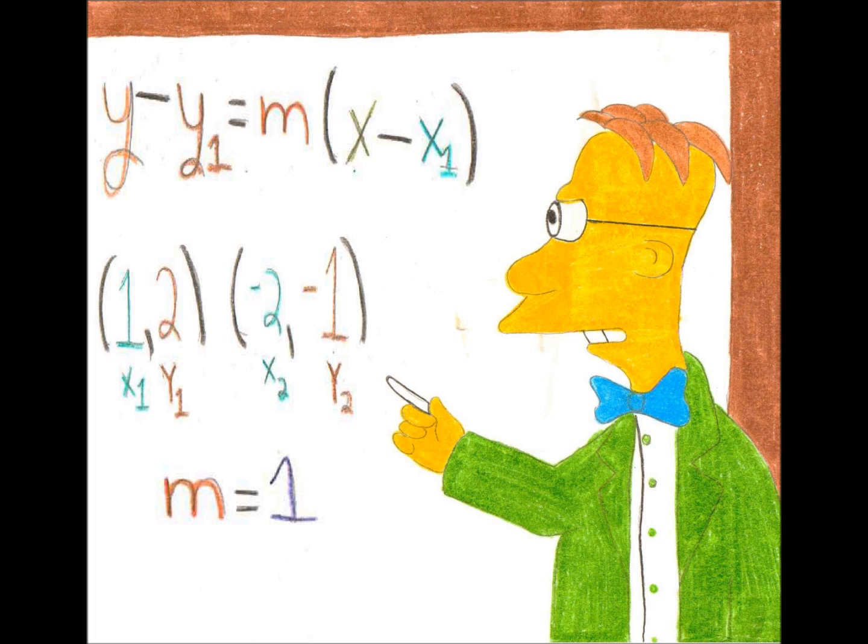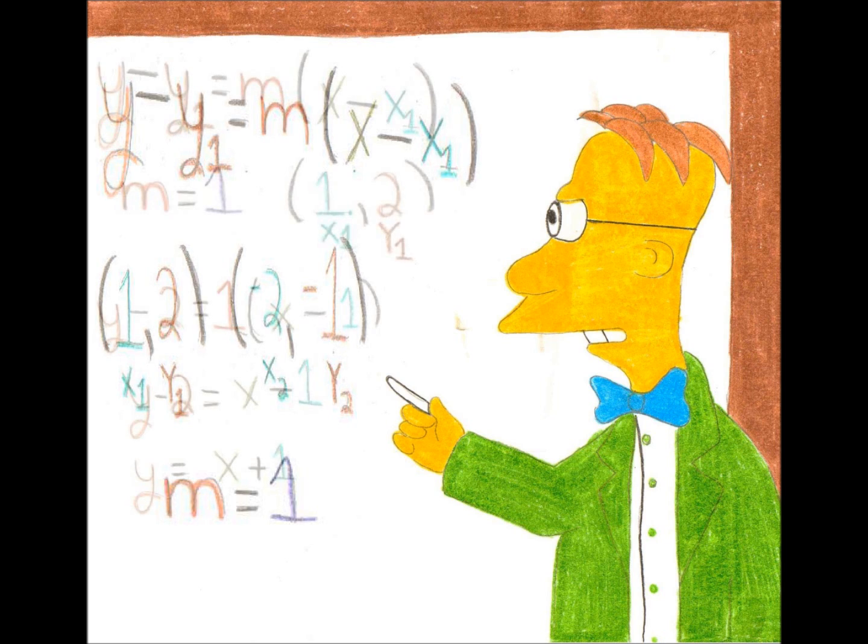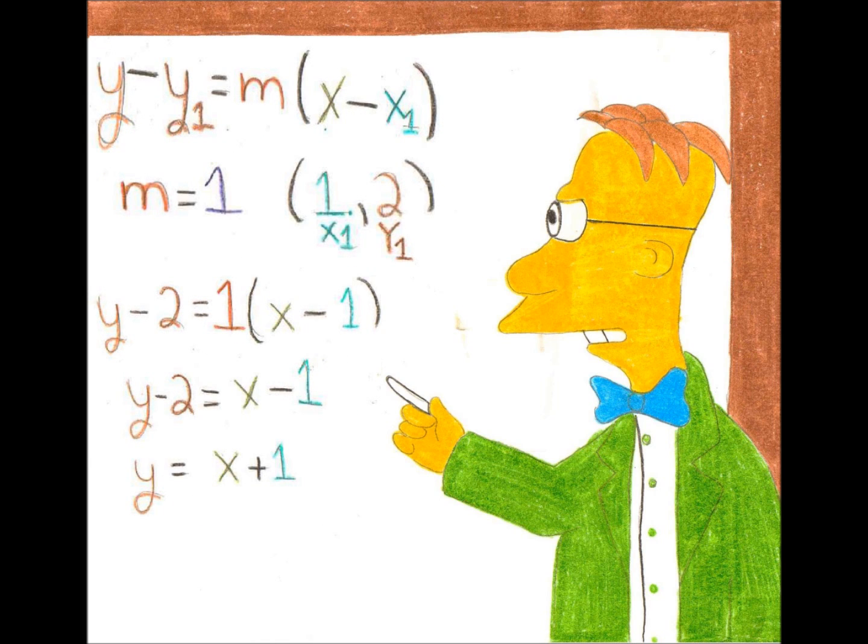Now that you have your new slope, you will have to use the point-slope formula again so you can find another new line. So with your new slope and your new point, you're going to look for a new line. With your slope of 1, your points are 1 and 2. Your 1 is your x1 and your 2 is your y1. Once you plug in your points and your slope, you will get y minus 2 equals 1 times x minus 1, and that will become y minus 2 equals x minus 1, and your new line will be y equals x plus 1.